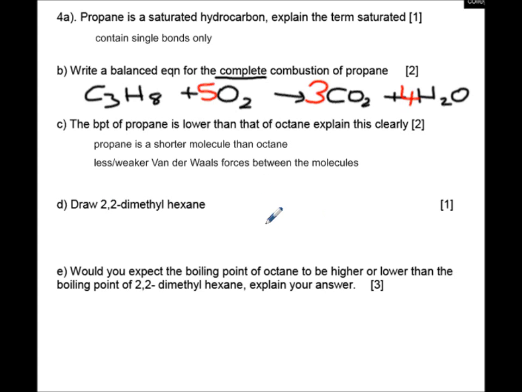So hexane, we know the longest chain is 6 carbons, so we've got 1, 2, 3, 4, 5, 6 carbons. Dimethyl means that we've got 2 methyl groups and they are both attached to the 2nd carbon. So we would show that like so.